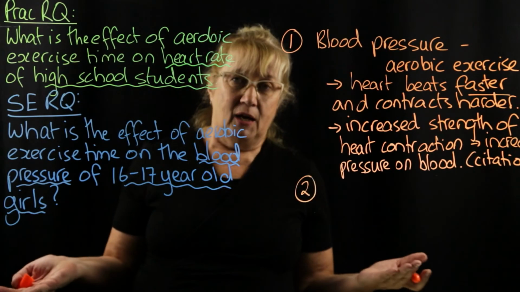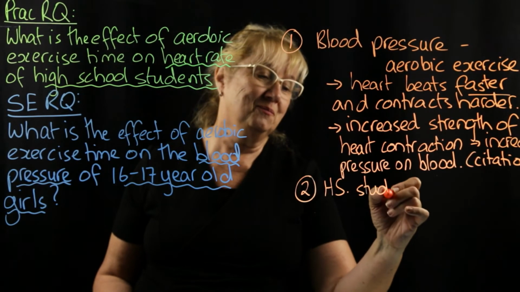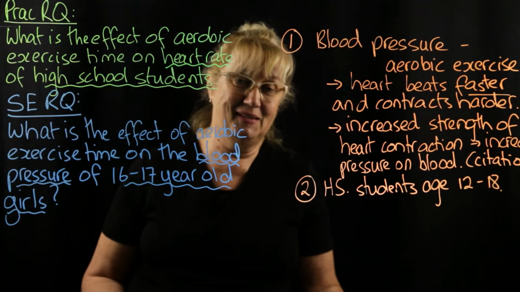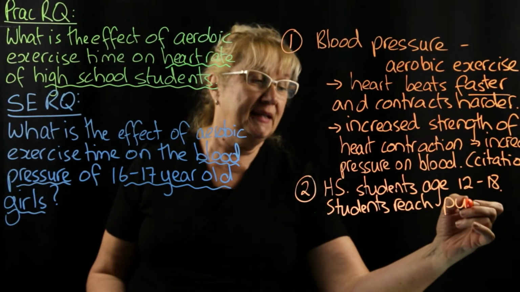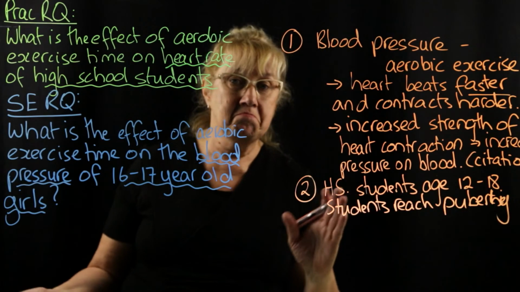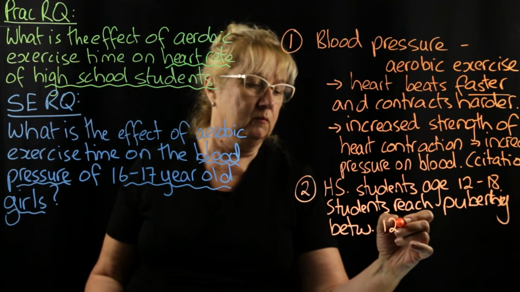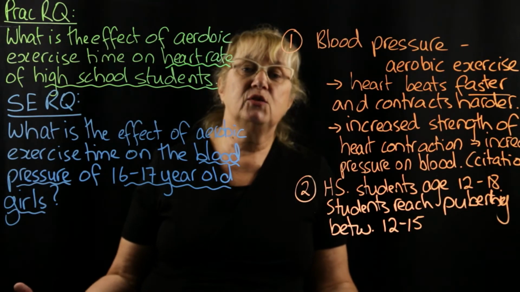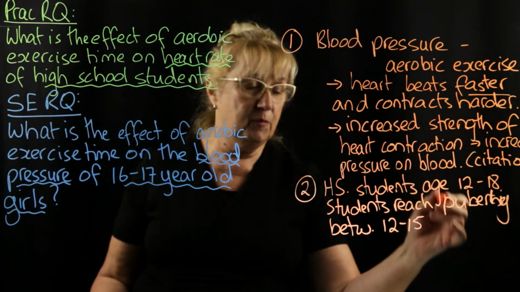So number two, we looked at the fact that high school students' age ranges between 12 and 18 years. Students reach puberty generally between 12 and 15. There are always exceptions, but generally it's around about that age. If I want my test subjects to be at a similar stage in their development, I'm going to have to go for more than 15 years. Remember, we've got citations.